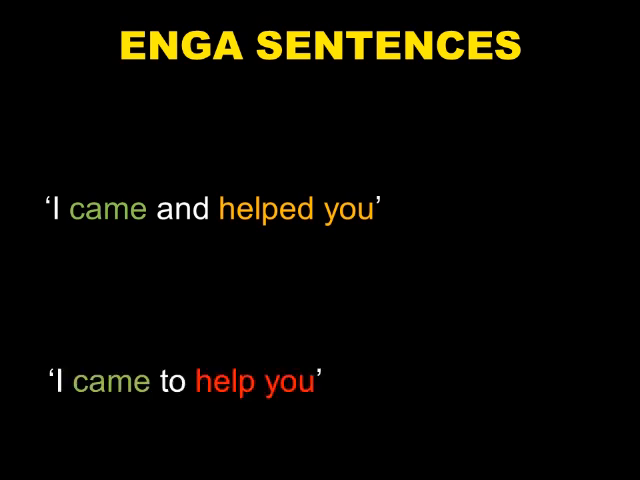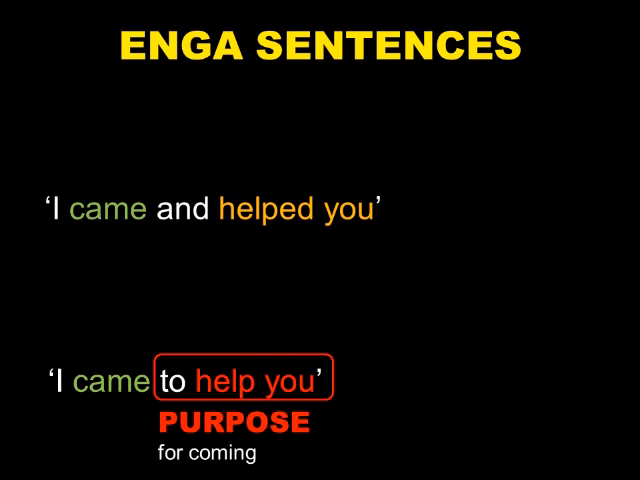Now let's look at some examples in Pacific languages. We'll start with some sentences from Enga, a Trans-New Guinea language, and the main language of Enga province. We're going to look at the difference between two sentences that mean something like the English sentences, I came and helped you, where there is no purpose, we do not know whether I planned to help you or not, and I came to help you, where we know that my purpose was to help you. That is, I planned beforehand to help you.